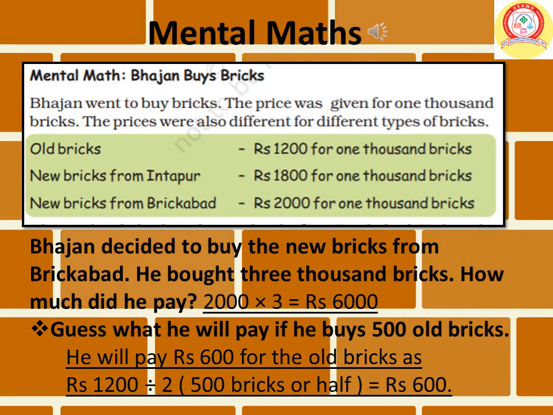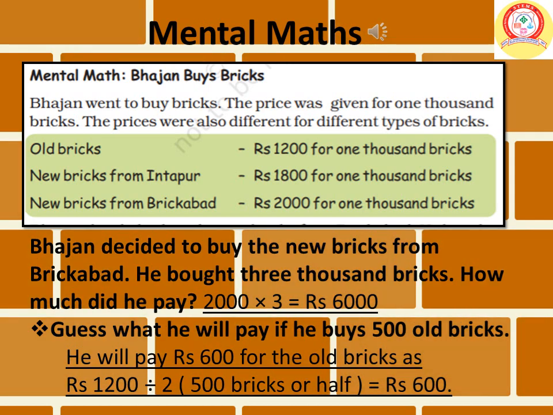Mental maths. Children, down is the image. You can see this is one question. In this, Bhajan buys bricks. Now, in this, Bhajan went to buy bricks. The price was given for 1,000 bricks. The prices were also different for different types of bricks.